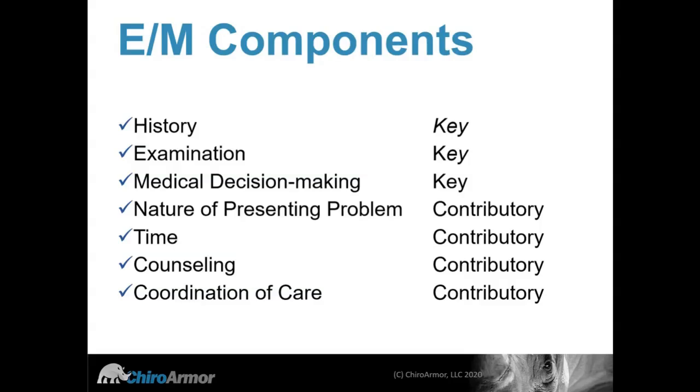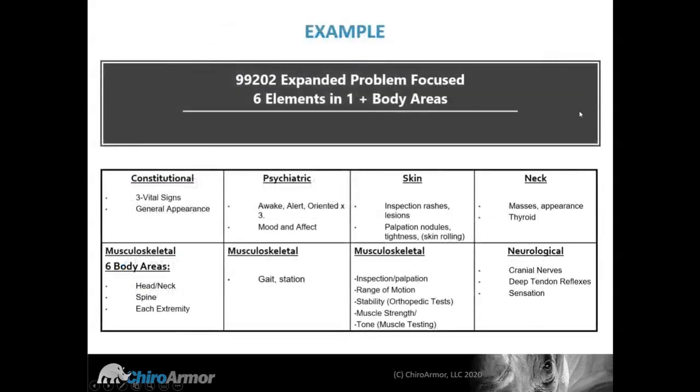And we also know that based on our previous evaluation and management coding, and this is just simply an example to acquaint us with how we've been doing it today, or how we're supposed to have been doing it today. 99202, expanded problem focus, 6 elements in 1+ body areas. And so there have been components that we've needed to address and or bring forward out of our history taking, out of our exam findings, to be able to qualify today for those E&M codes.